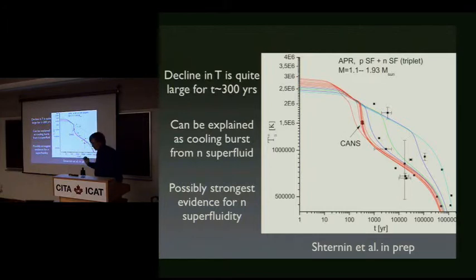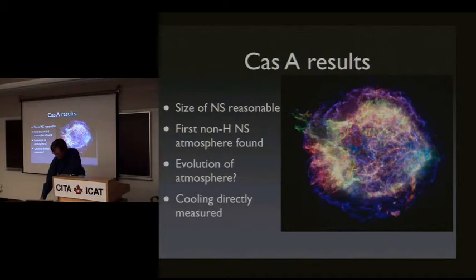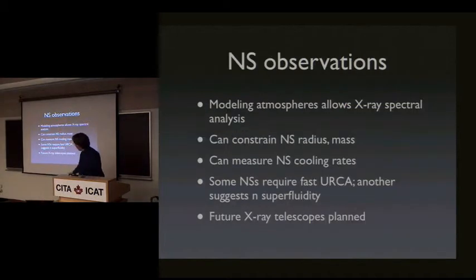So anyway, let me finish up. I think I'm a little over time. So that's it. That's the summary of the Cas A results, and this is the summary of the different kinds of things that these kinds of neutron star observations do. And thank you very much.